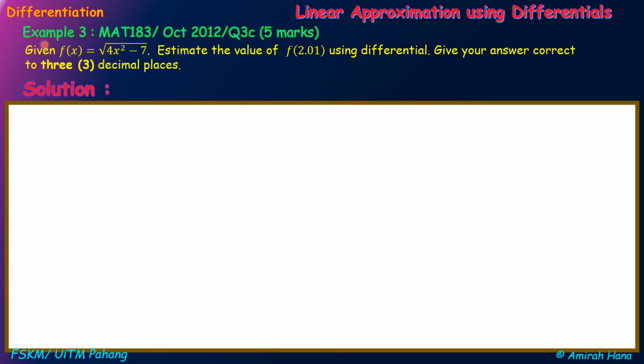Right now, we continue with example 3 from previous semester papers, October 2012, question 3C, 5 marks, under linear approximation using differentials. Given f(x) equals the square root of 4x squared minus 7. Estimate the value of f(2.01) using differentials. Give your answer correct to 3 decimal places.